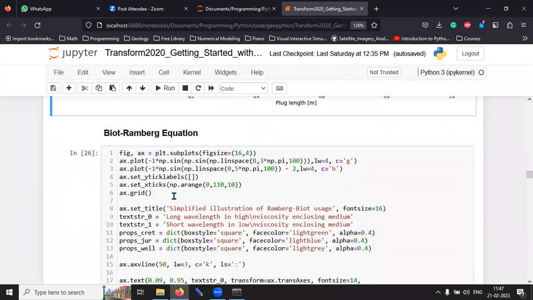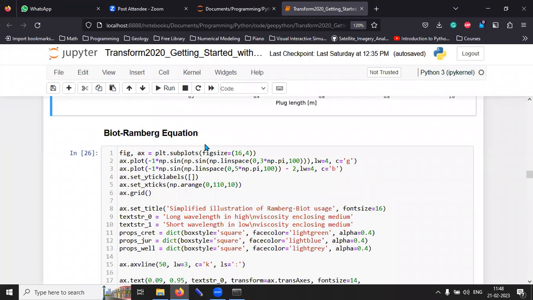Switching subjects, let us go to structural geology. And what I want to show you is this Biot-Ramberg equation, where we are looking at how the viscosity difference between two rock units and their thicknesses affect the dominant wavelength.